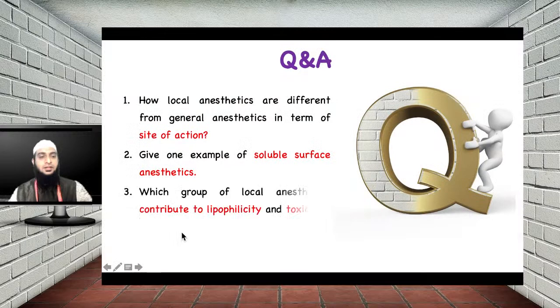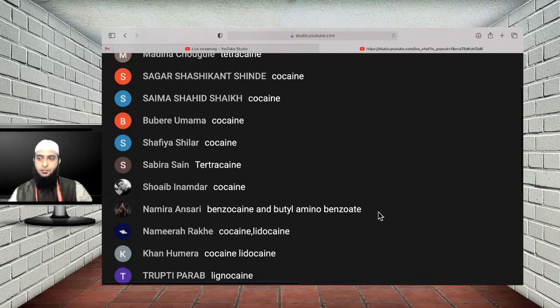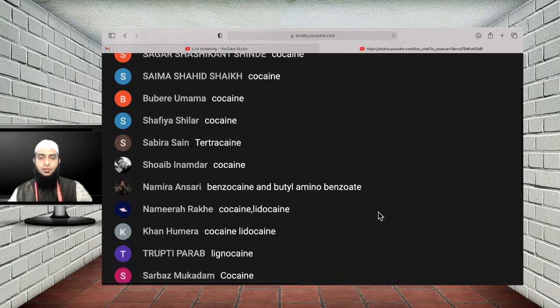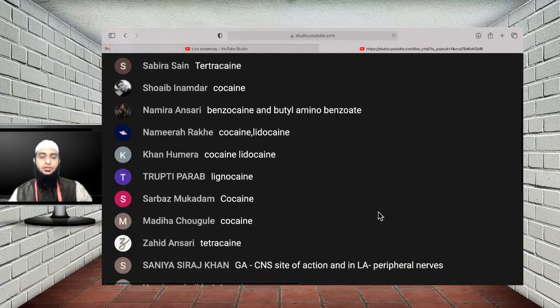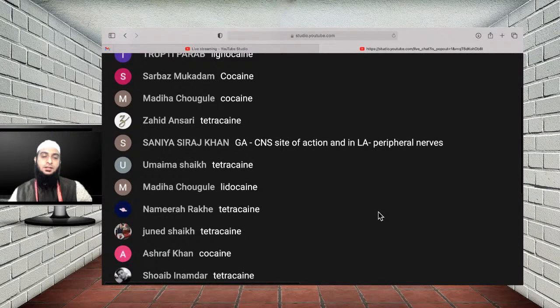Third one, which group of local anesthetics contributes to the lipophilicity and toxicity? We have seen in the last slide that various different groups are there. Out of that, which group contributes to the lipophilicity and toxicity of local anesthetics?